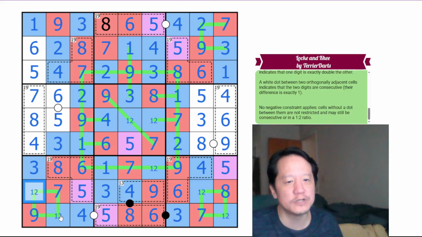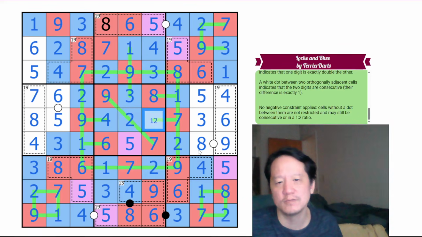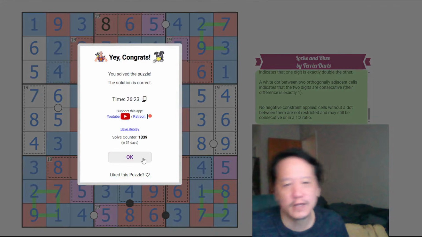That eliminates 1 here, so it's 2 and 1, which eliminates 1 here, so it's 2 and 1. This one eliminates 1 here, so it's 2. This can't be 1, so that's 2, which makes that 1. And that's the solution.